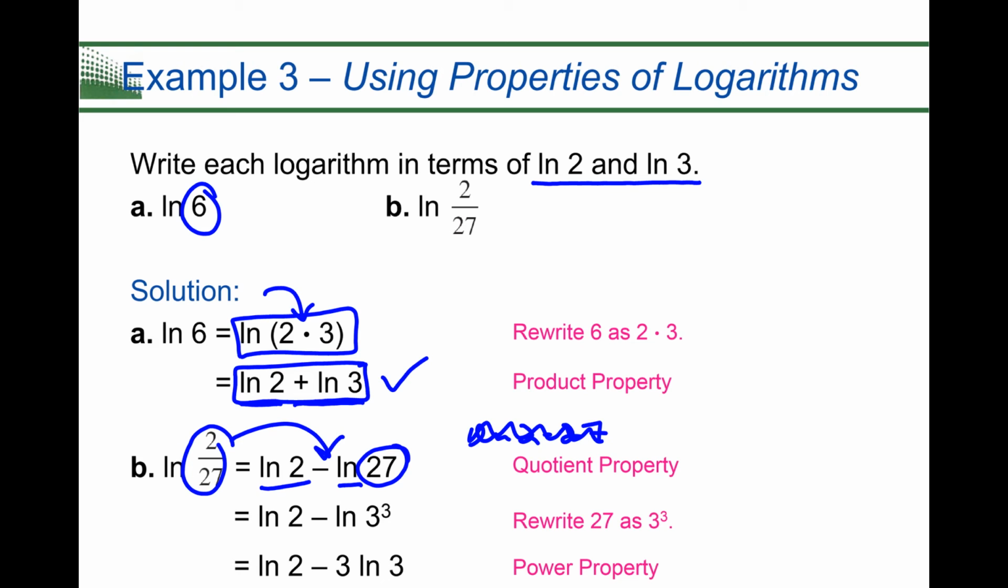27, how could I relate it to 2 or 3? Well, since 27 is odd, we can't relate it to the 2, but I could relate it to 3, and it's the same thing as 3 cubed. Then the very last property is you can take exponents and pull them out front, only in front of the logarithm you're working with. Notice I can put a 3 here, not all the way in front of the whole problem. And so then this would be your final answer.